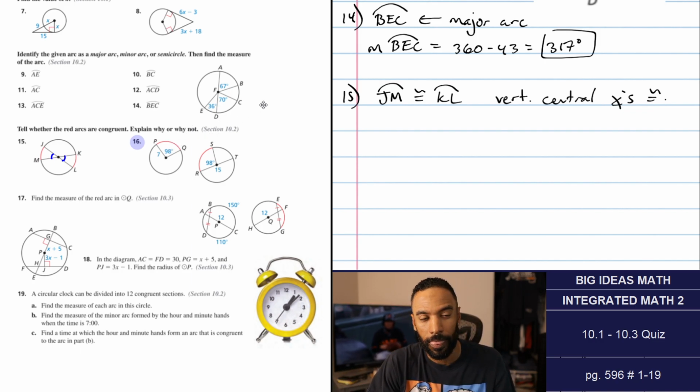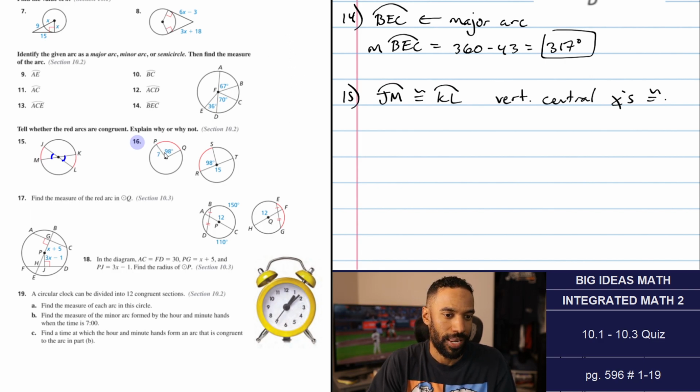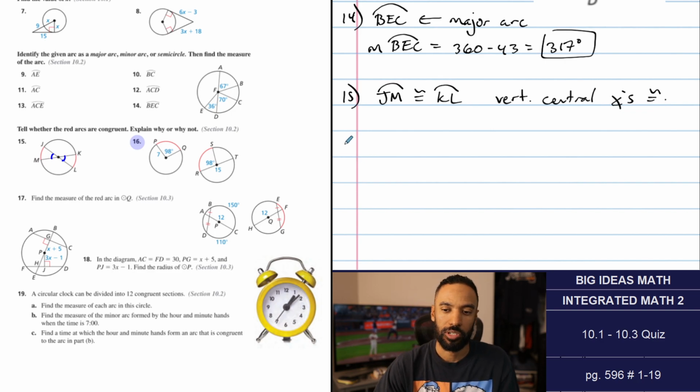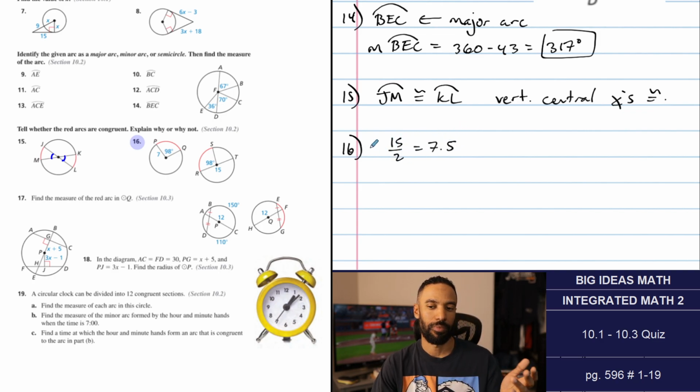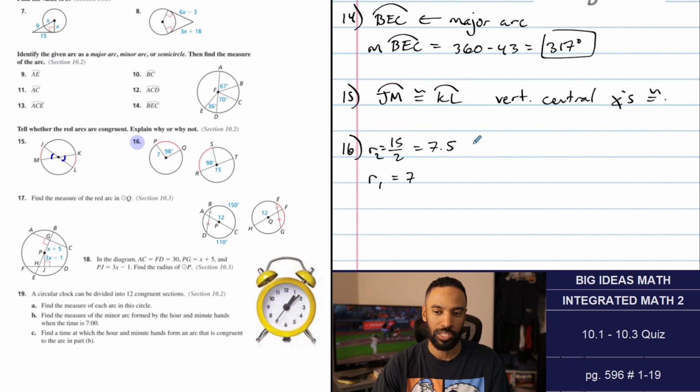But here's the problem. They're not congruent circles. This circle has a radius of 7. This circle has a radius, and 15 is not the radius, by the way. It's the diameter. But a radius is half of its diameter. So in number 16, the radius of that circle, 15 over 2, is 7.5. I'll say R2 for that one, and R1's radius is 7.